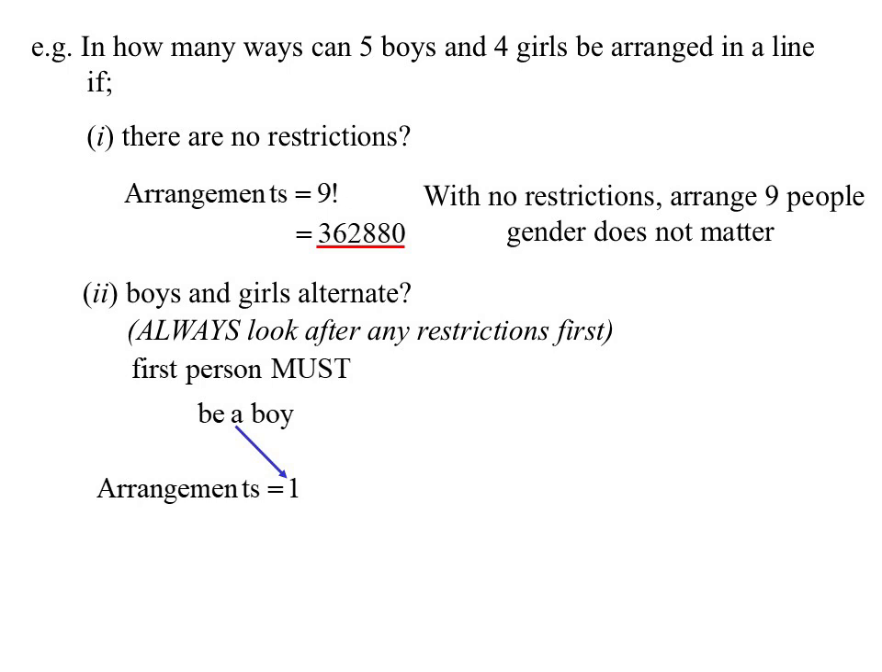I will now go and arrange those boys. There's 5 of you. Go line up, 5 factorial. But oh, by the way, can you just leave a bit of a gap between each of you so the girls can fit in, and we'll get this lovely alternating pattern.